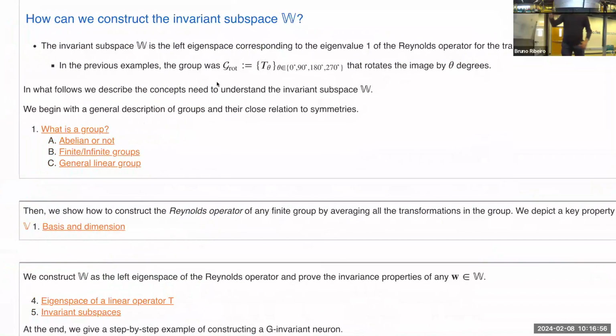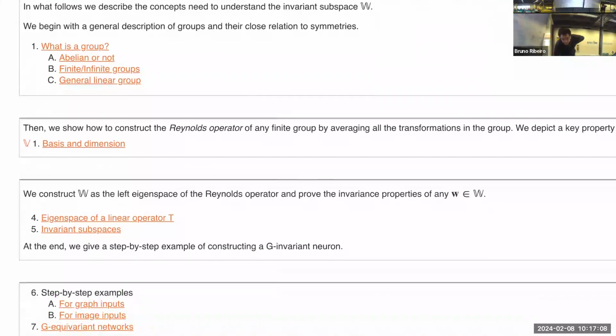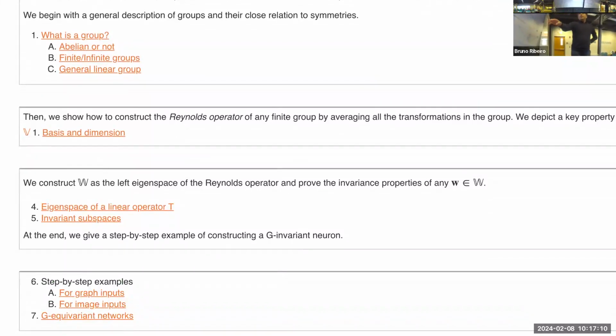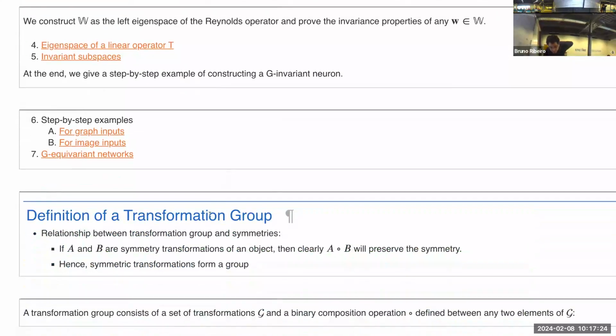What we are going to see is what a group is, abelian or not, finite, infinite groups, the general linear group. And then we're going to show how to construct the Reynolds operator and find a basis for it. And then how to find the eigenspace of this linear operator, the general linear operator, as a black box. We'll talk about invariant subspaces, and then I'll show step-by-step examples, finally going into G-equivariant networks.